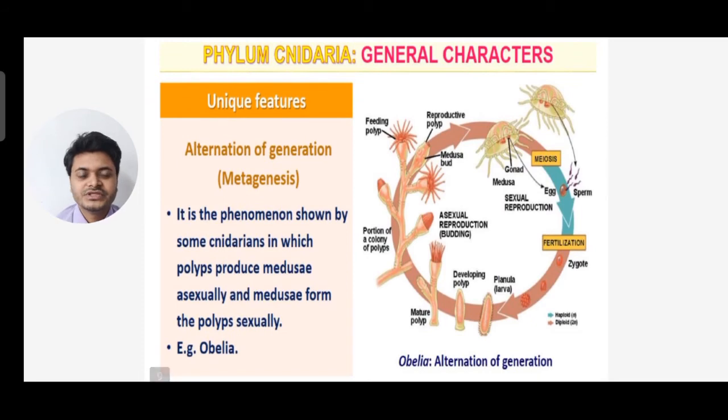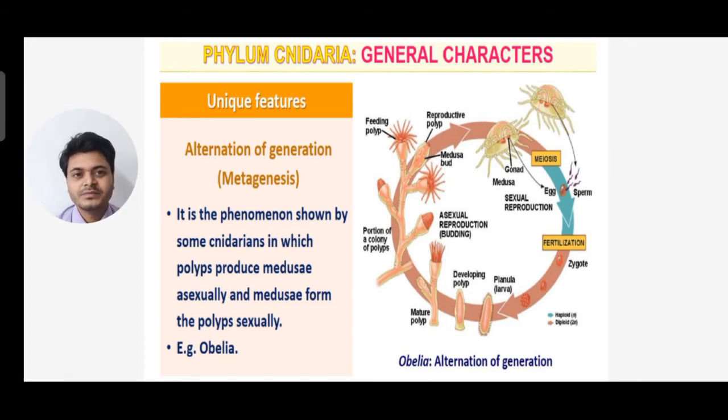One more unique feature they have is alternation of generation, that is metagenesis. What is metagenesis? Alternation of generation. It is a phenomenon. So again I repeat, what is alternation of generation or metagenesis? It is a phenomenon shown by some Cnidarians in which polyp produces medusa asexually and medusa forms polyps sexually. Example, Obelia.